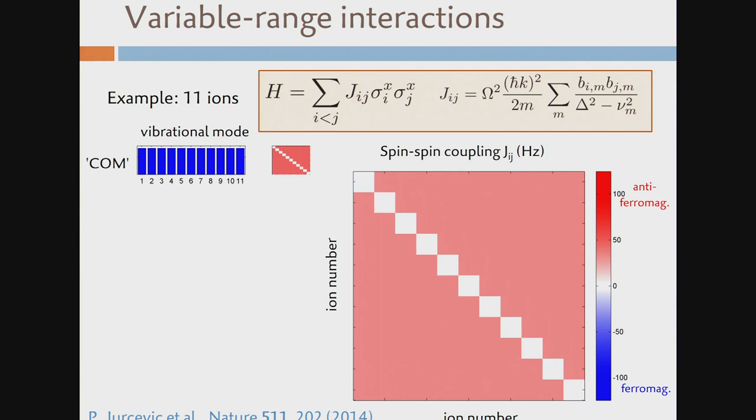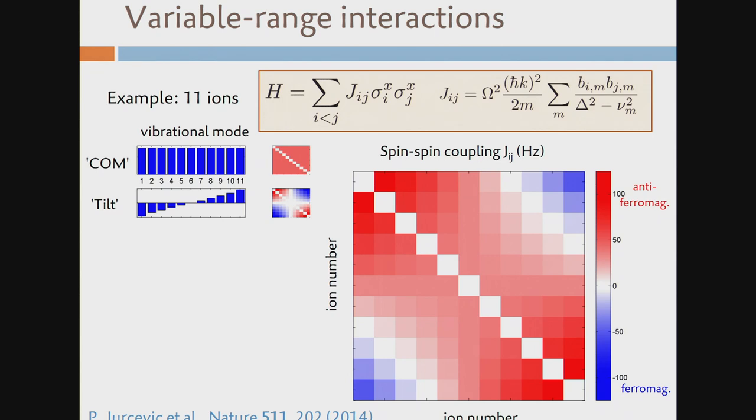So then, if I now consider a far detuned laser beam and start counting all the different modes of my chain, for instance, the center of mass mode is uniform along the string, and so I have a constant positive coupling between all ions, which gives me an antiferromagnetic coupling, you know, like positive couplings of infinite range. Now, I have a tilt mode, where half of the ions interact with one sign and half with the other sign, which gives me a coupling that is ferromagnetic off the diagonal and antiferromagnetic on the diagonal.